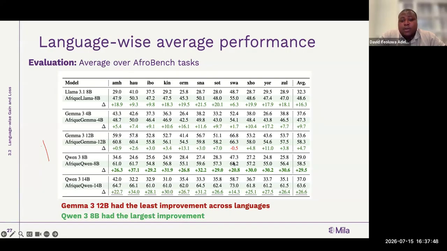But if you use the Qwen model that has not seen Swahili that much, actually, the Qwen model has seen some Swahili, but not a lot, you find that the Qwen model does benefit. But you see that the improvement for Swahili with the Qwen 8 billion is only about 20, while for the other languages it's more than 25. So being exposed to the language initially might reduce the kind of improvements you will get when you do continual pre-training.